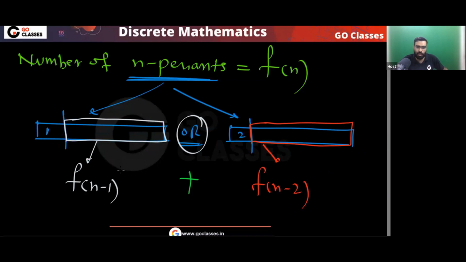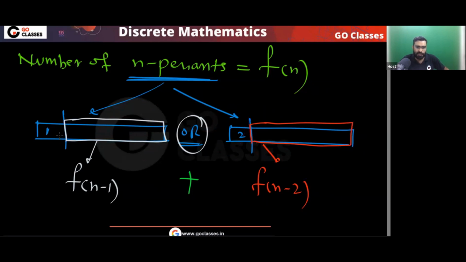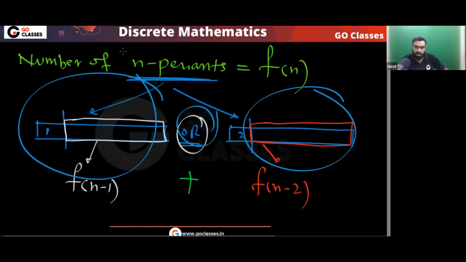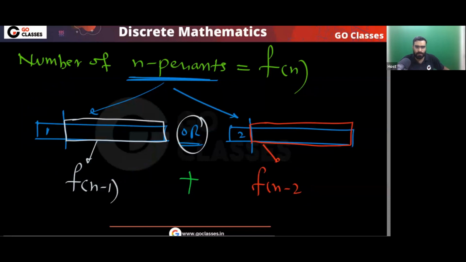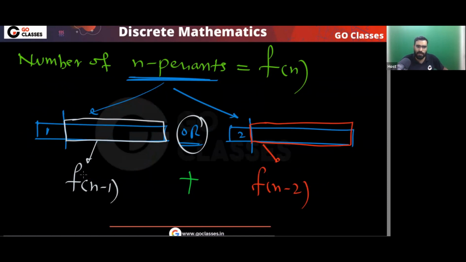Very simple point. If I start with 2, I count the number of n minus 2 pennants. If I start with 1, I count the number of n minus 1 pennants. Either I can do this or I can do this, and these are mutually exclusive, because here I am starting with 1 and here I am starting with 2. So they are different. Finally, how many n-pennants can I create? That will be equal to f(n minus 1) plus f(n minus 2).